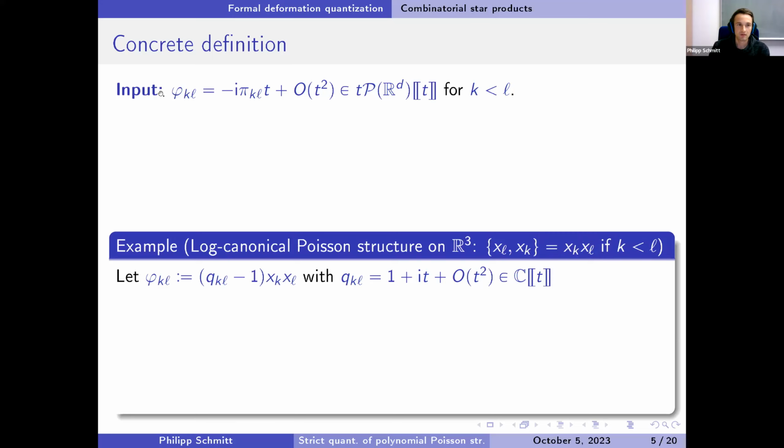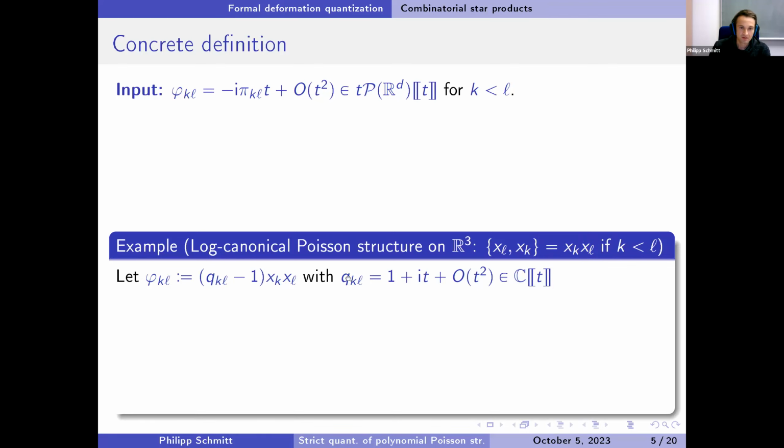And as I said, we need some input that is this formal power series of polynomials for two indices k smaller than l. And in this case, I just want to choose all these polynomials to be essentially a multiple of x_k times x_l, and it should be a multiple that starts with it.